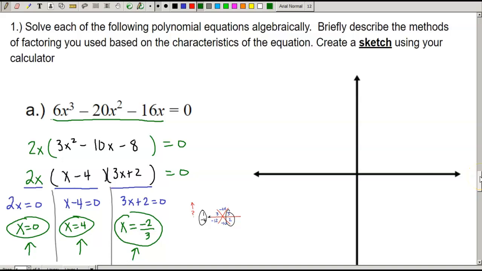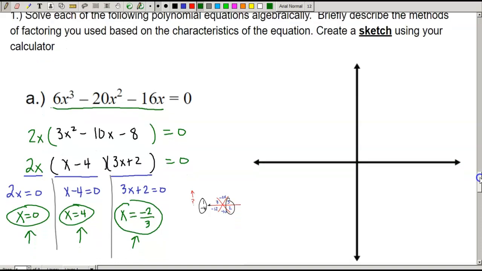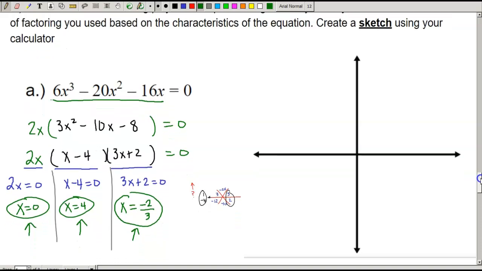We got our 3 answers, and then it says to create a sketch using the calculator. Now there's a couple differences here from what we did before. You can see when we used our calculator in that last section, 5.3, we found the zeros on our calculator by using the actual graphing calculator and hitting zero. Now we algebraically figured out what the zeros are. These are the solutions here. Or we can think of them as the zeros of the problem.